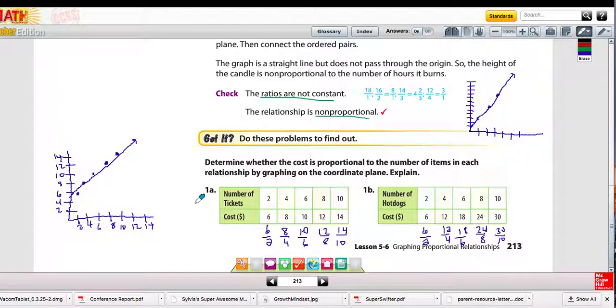And then I've also graphed them over here, giving you a chance to graph those two on your note sheet. Notice we have a straight line, but it does not pass through the origin, so it's not proportional.